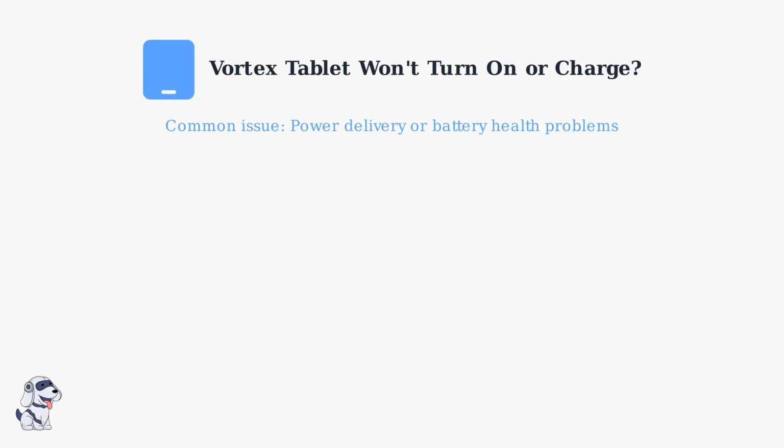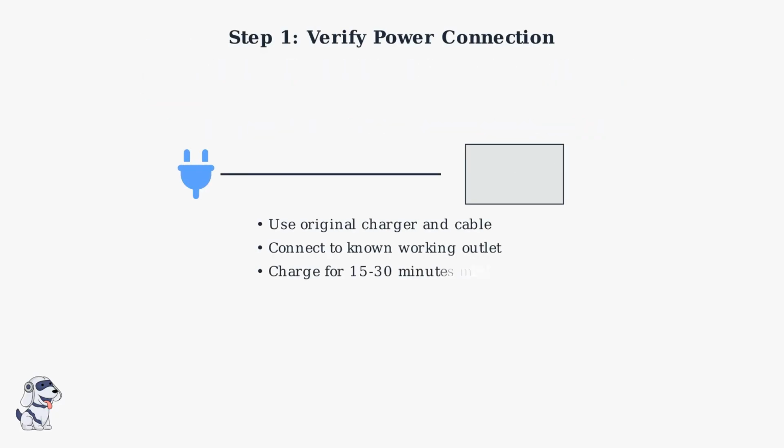When your Vortex tablet won't turn on or charge, this is typically caused by power delivery issues or battery health problems. Let's work through the essential troubleshooting steps systematically. First, ensure your tablet is connected to a working power outlet using the original charger and cable. This is crucial because third-party chargers may not provide the correct voltage. Let the tablet charge for at least 15 to 30 minutes before attempting to turn it on.